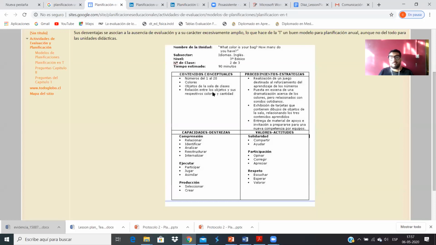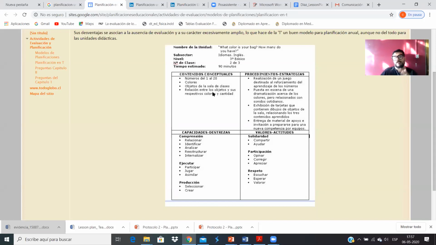What other concept can you relate if we're talking about the unit of food? What other content can you teach? You said vocabulary, there is, there are. What else? Likes and dislikes. Likes and dislikes. Very good. So those are 3 contents, right?